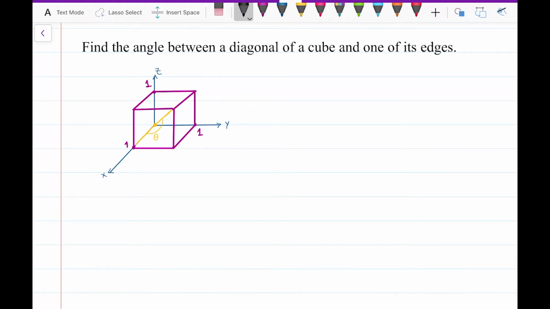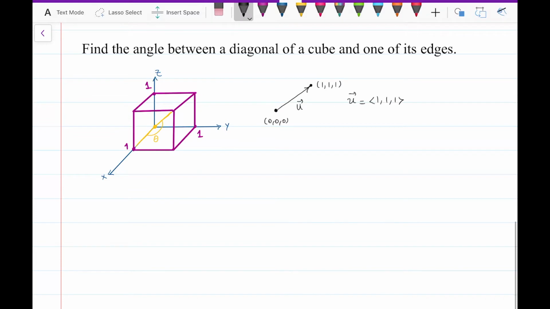I have one vector. The diagonal vector is from the origin 0, 0, 0 to the point 1, 1, 1. Okay, so this is one vector, and let me call it u. So the vector u, if I want to write the coordinates of this vector, would be 1, 1, 1 minus 0, 0, 0, which would be 1, 1, and 1.